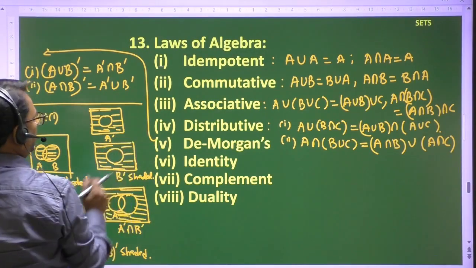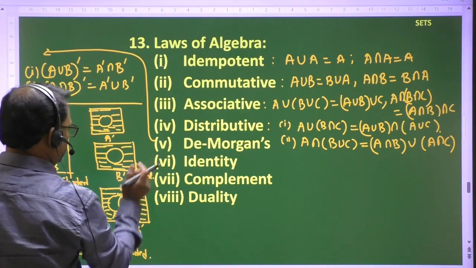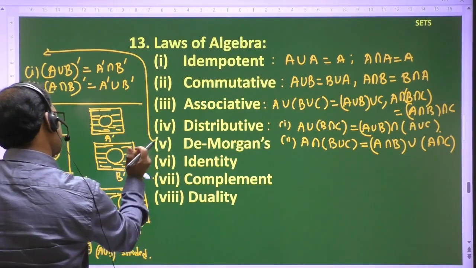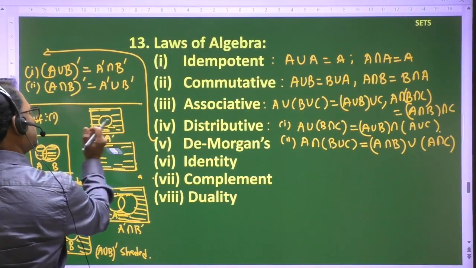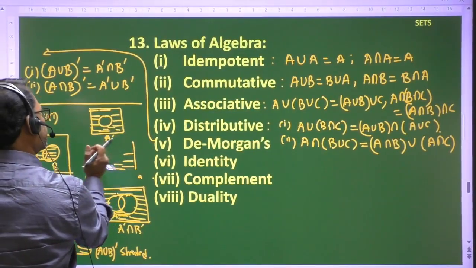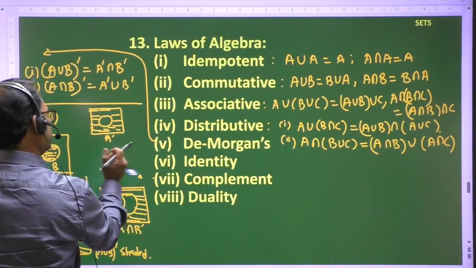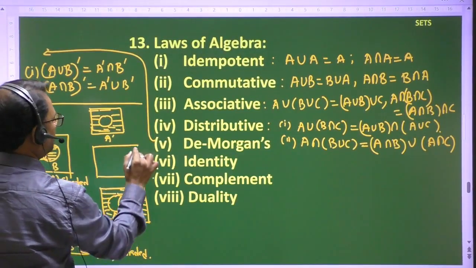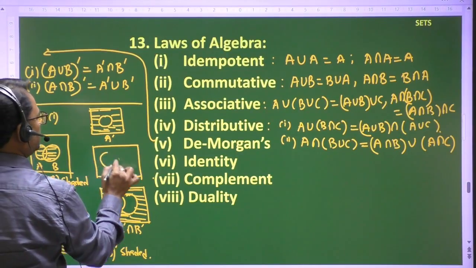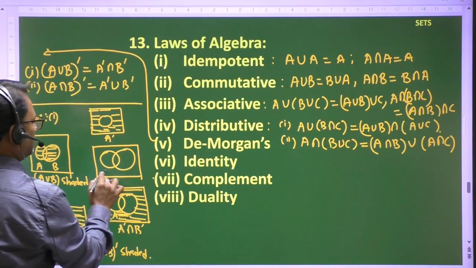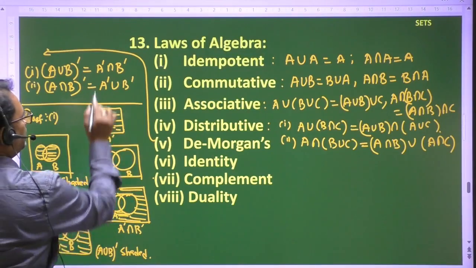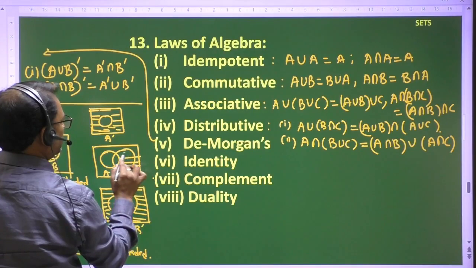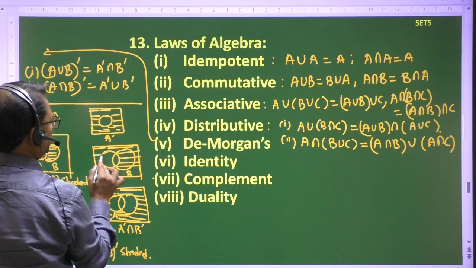Or if you want, you can do one more thing here for a clearer idea, so that you can understand what is going on. A complement means outside of A. Now this is A and this is B. You have to take A complement, that means you calculate this portion. This one is the A complement.